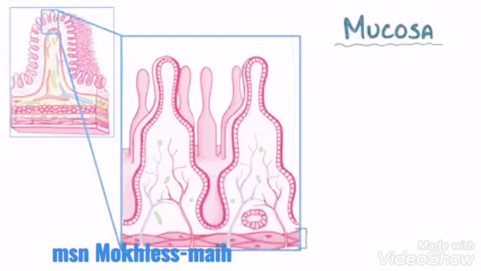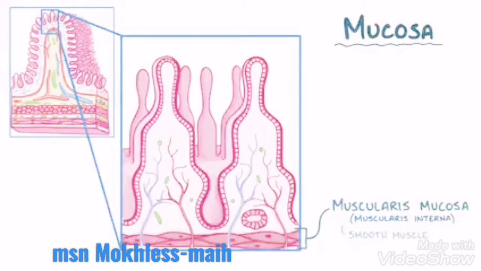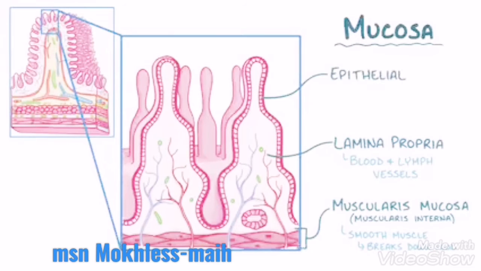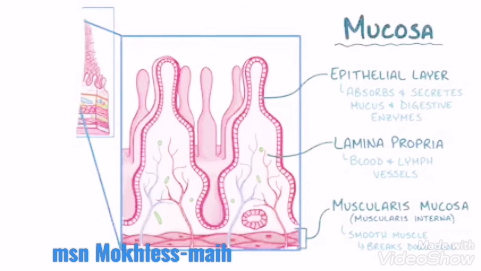Mucosa. This is part of the muscular mucosa and the lamina propria, the epithelium layer. This is important for absorption and secretion of mucus and digestive enzymes.